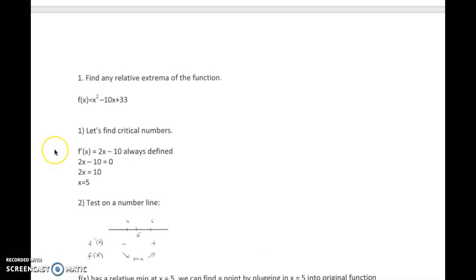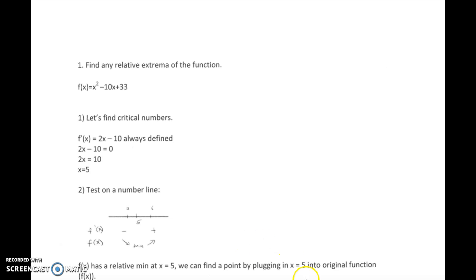This is a polynomial, a line actually, that's always defined. When we set this equal to 0, we have a critical number at x equals 5. When we test that on the number line, plugging a value to the left of 5 into our derivative, let's say 4, we get a negative value. When we plug in the number 6 on the right-hand side of 5, we end up with a positive value. So therefore, we have a relative min at x equals 5.